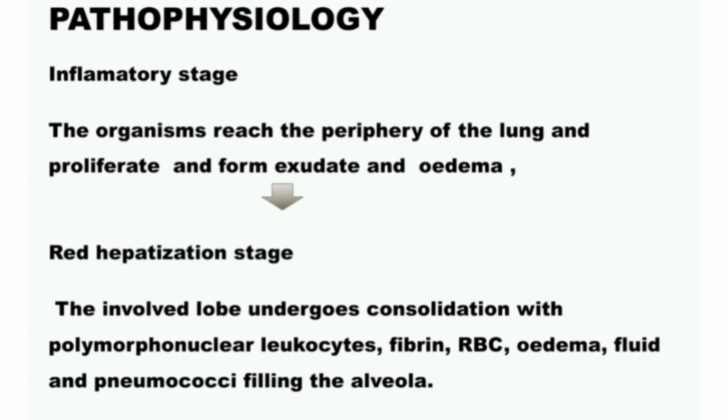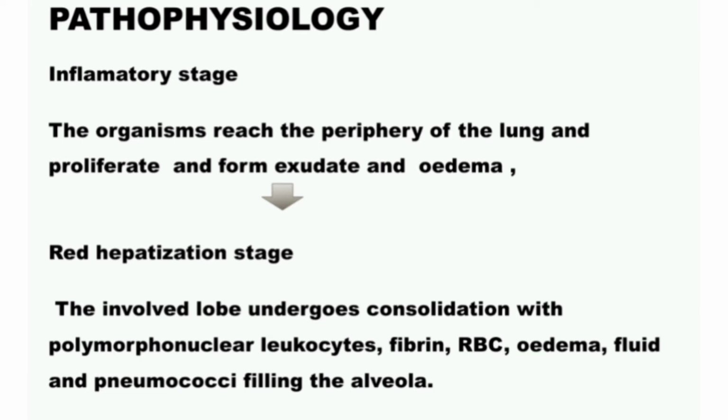Let us see the pathophysiology in detail. It has 4 stages. The first stage is the inflammatory stage. In this stage, the lung becomes inflamed and edematous. The organism reaches the periphery of the lung and proliferates to form inflammation. The child suffers with cough, fatigue and shortness of breath in this stage.